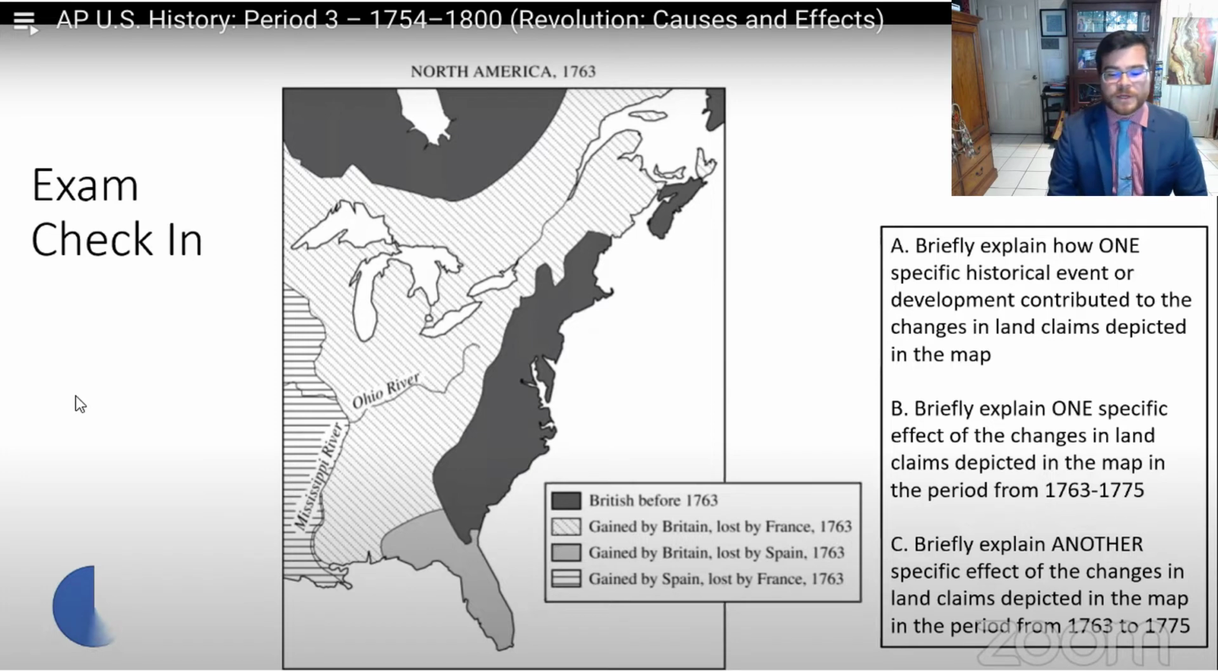That's A. B, Proclamation Line of 1763. Talk about how it makes tension. C, another specific event: Pontiac's Rebellion, right? Pontiac's Rebellion is going to happen. So PEEP. Just remember, that's the answer.